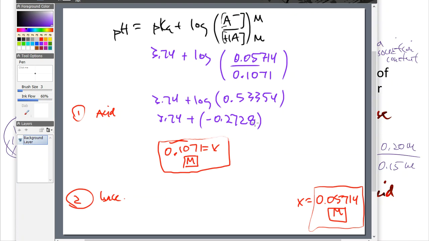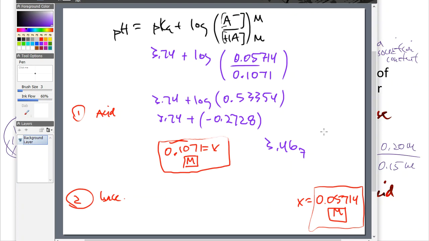So I'll take 3.74 plus a negative 0.2728, and I will end up getting 3.46, and I will write a really tiny 7 after the 6. So if they want me to round this up, this will be 3.47. And if they want me to keep it the way it is, it's going to be a 3.46.